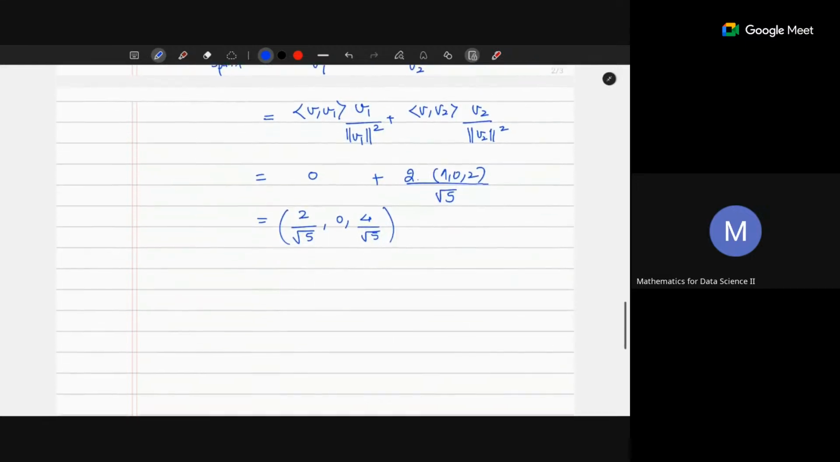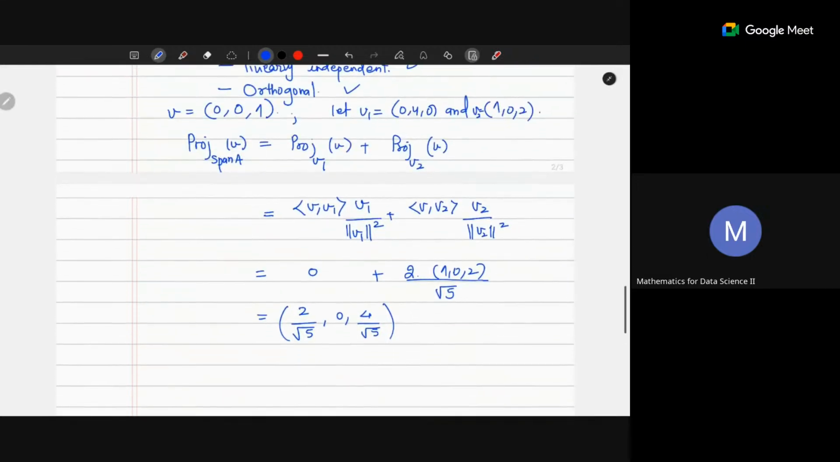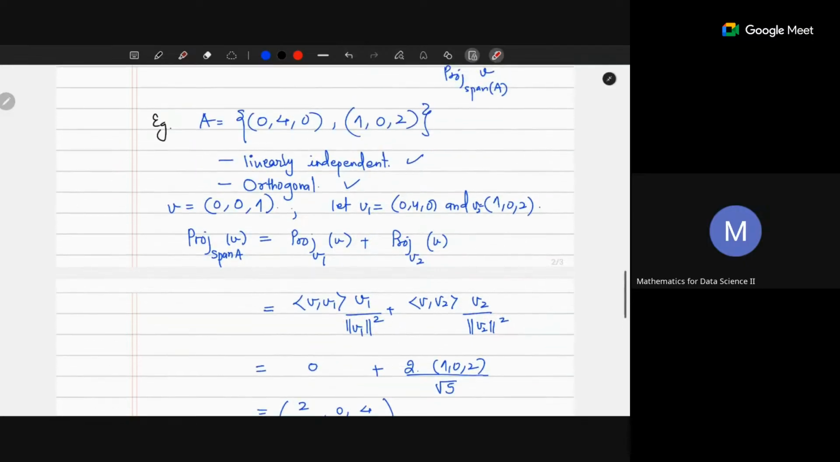So this is how we calculate. And in case you have an orthonormal set, you don't have to worry about the norms, because then these norms will be 1. All right. Does it make sense?